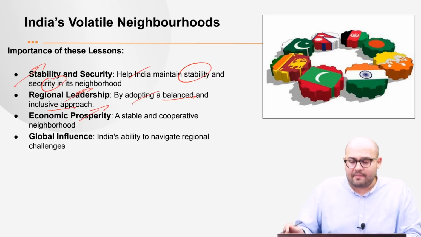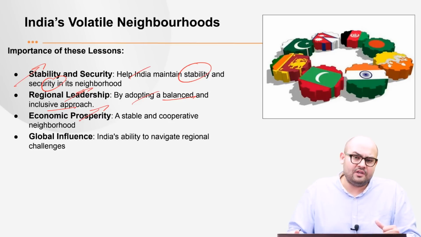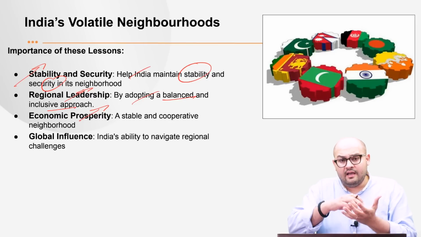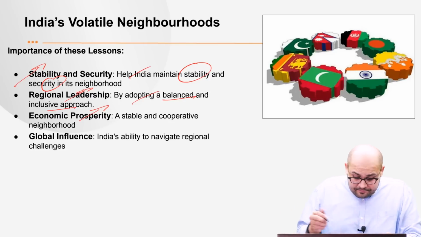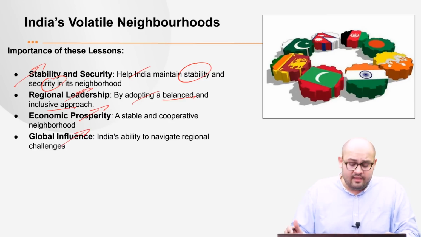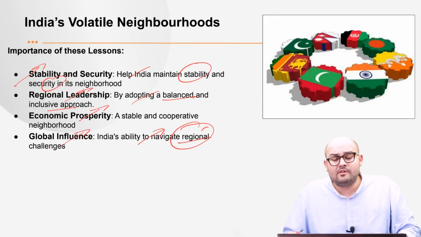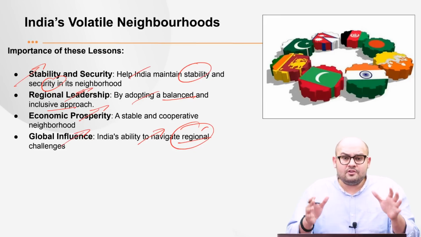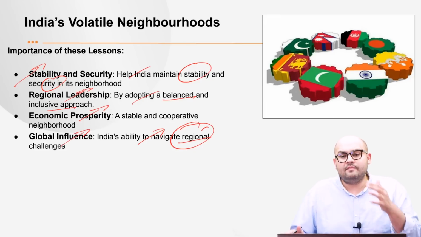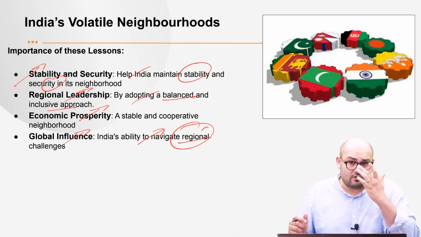Next, economic prosperity. If you have a stable neighborhood, obviously it would usher in more economic prosperity for India and for different countries around India, right? Next, the way in which India deals with its neighbors would actually navigate and guide its position to become a global superpower. That is, India should focus upon having good relations with its neighbors, and that is the only condition in which India can emerge as a superpower, right?